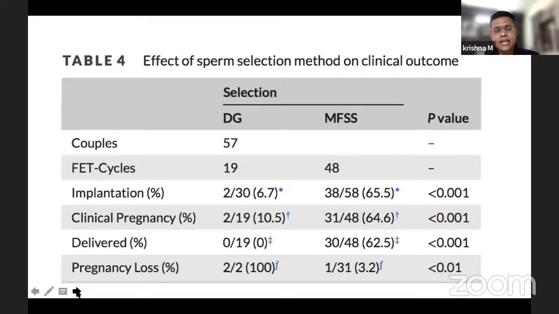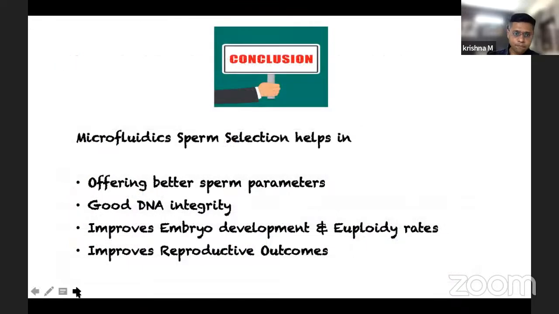And in the second cycle, the only change that they made was microfluidic sperm sorting, where 48 frozen embryo transfer cycles were done. And the implantation was absolutely not comparable at all with his first cycle. 65.5% implantation rate, a clinical pregnancy rate of close to 65%, a live birth rate of 62.5%, and a very, very minimal miscarriage rate of 3.2%.